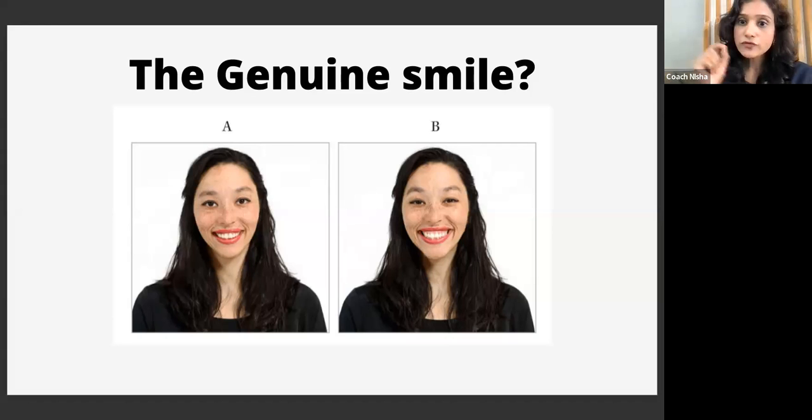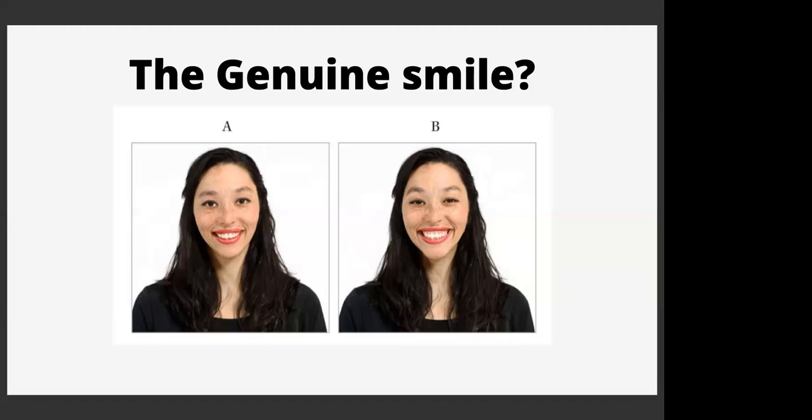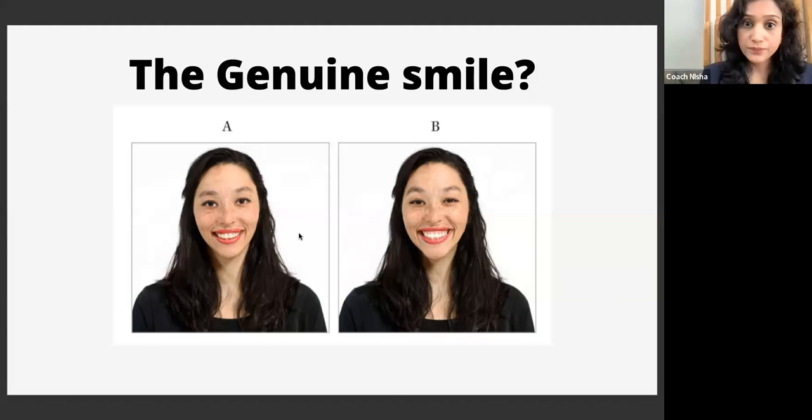So if you ask me, the genuine smile is when you are actually happy, and when we are actually smiling, the entire facial expression changes. But when we are just trying to show or fake, it's normally the A, right?